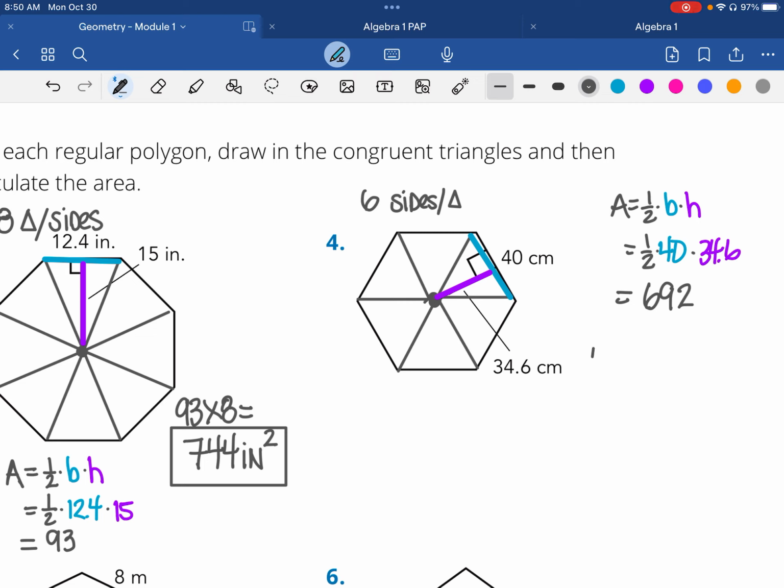To find the total area of the polygon, I'm going to take my answer and multiply it by the number of sides, which gives me 4,152 centimeters squared.